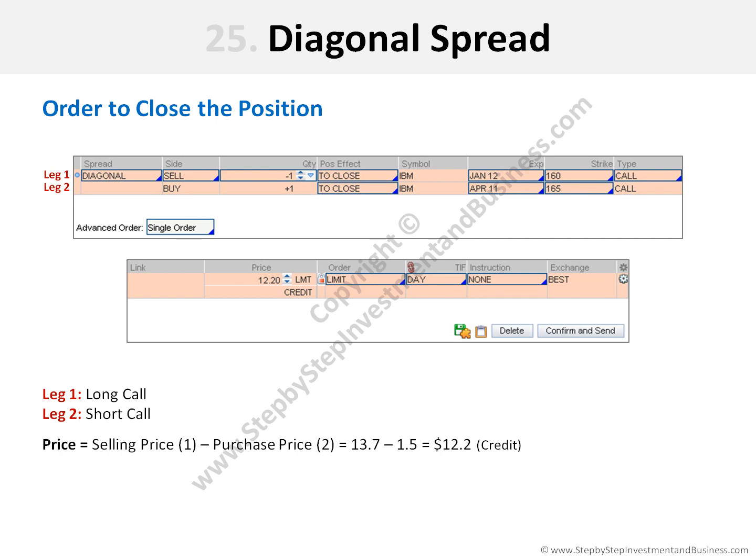On the other hand, here is an example of the order we must enter to close the position. It is an order with two legs. Leg number 1 consists of selling the call we had bought. Leg number 2 consists of buying the call we had sold. The entered price is given by the difference between the selling price and the purchase price. In this case, 13.7 minus 1.5, which is equal to $12.2. This is the money expressed per share that will be credited to our account when the order is filled.